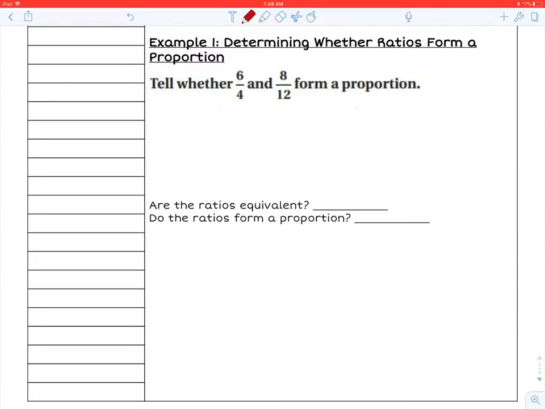So in example 1, determine whether the ratios form a proportion. Tell whether 6:4 and 8:12 form a proportion, or 6/4 and 8/12 form a proportion. You don't necessarily have to use that 6:4, 8:12 vocabulary, because you can recognize that these essentially form fractions. So, 6/4, is that equal to 8/12? How do we check? Well, we can check by reducing the fractions to simplest form. So we're going to reduce the fractions to simplest form. I do want you to write this down.